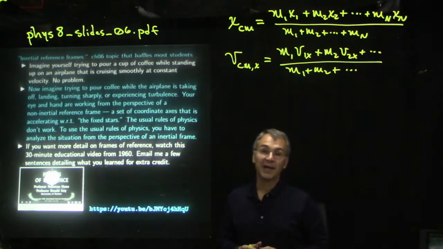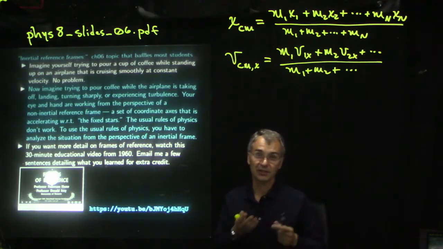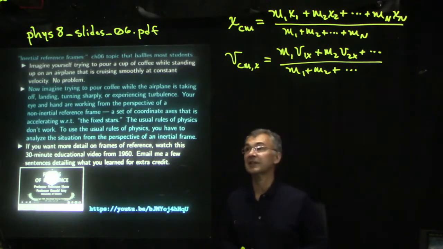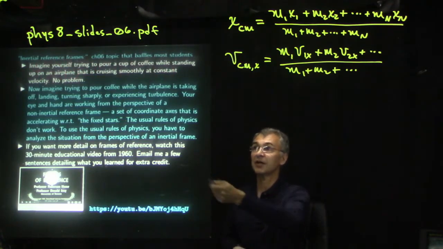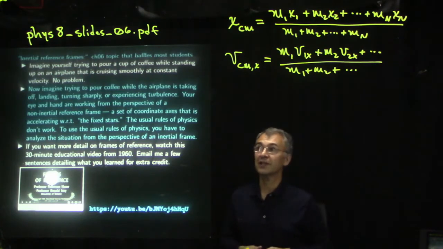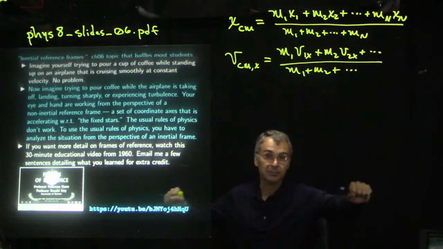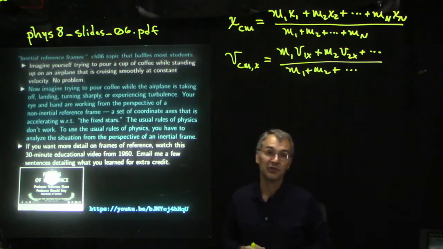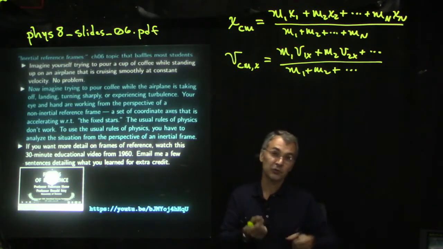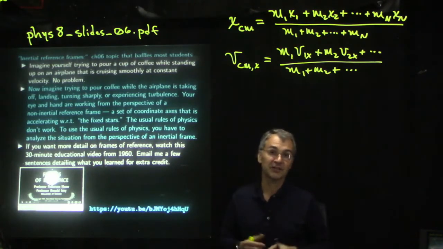So let's go back to the simple approximation that the surface of Earth itself is, in fact, an inertial reference frame, which is an assumption we'll use everywhere in this course, except if we ever don't assume that, we'll say so explicitly. So imagine yourself trying to pour a cup of coffee while standing up on an airplane which is cruising smoothly at constant velocity. It's actually no problem. You can walk back and forth. You don't have to balance yourself on the seats to walk back and forth. You could juggle. You could pour a cup of coffee. A flight attendant can pour you a cup of coffee.